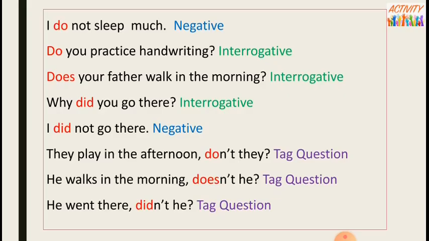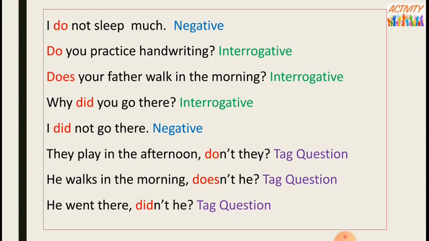So first of all, let us look at these sentences. I do not sleep much. Do you practice handwriting? Does your father work in the morning? Why did you go there? I did not go there. They play in the afternoon, don't they? He works in the morning, doesn't he? He went there, didn't he?